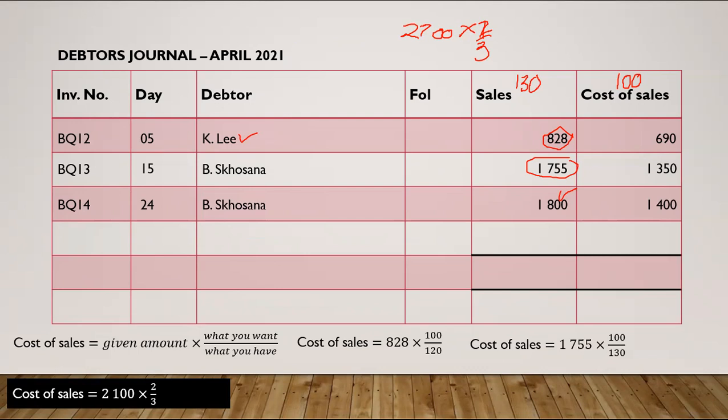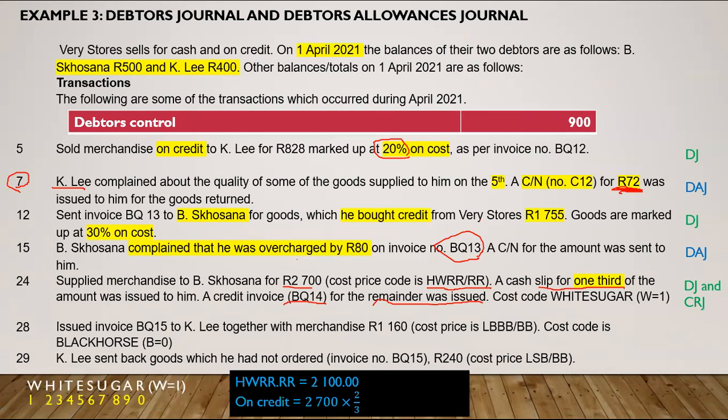I'm not done though with it. 1,800, I will still need to record it under the debtors ledger of Beast Kosana and we'll write it on the debit side because that 1,800 represents what Beast Kosana bought on credit. Let's go to Beast Kosana's debtors ledger and write that on the debit side. I will also record what I missed here on the 15th, which is that 80 rand. We're supposed to reduce Beast Kosana's account by that 80 rand. Let us record it quickly.